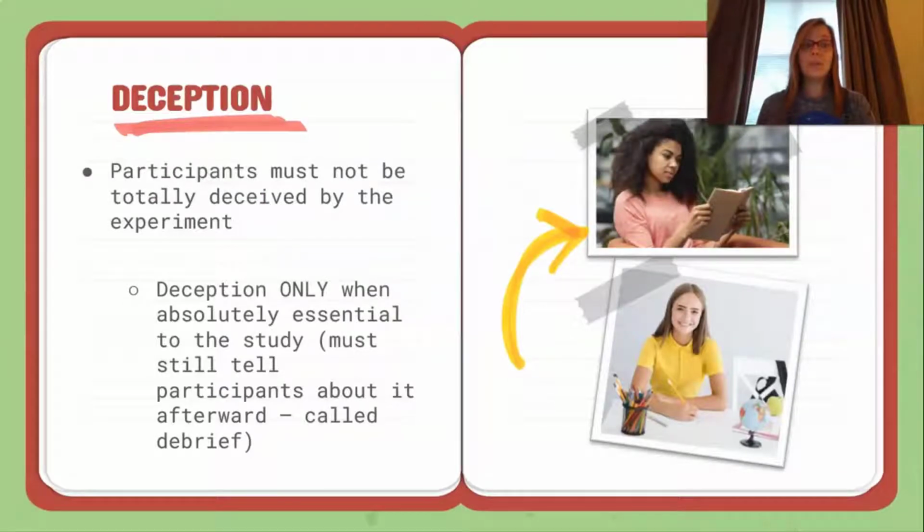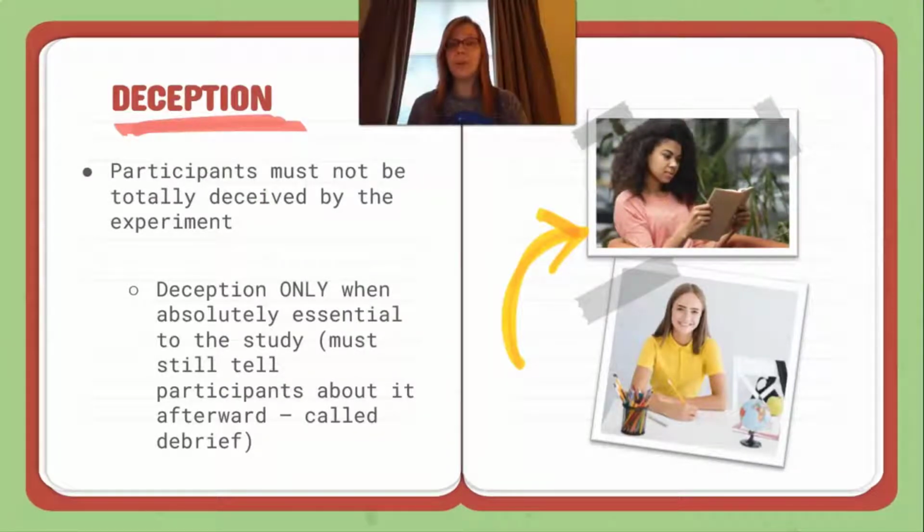No. So to be more specific, when we talk about deception, participants must not be totally deceived by the experiment. Does this mean we can never have deception in an experiment? No. Sometimes it's necessary. We don't want our participants to know outright everything that we're looking for, or that could bias our results. But we do need to make essential information available to them before they volunteer. So deception is only acceptable when it's absolutely essential to the study, and we still have to tell participants afterward about anything that we deceived them with during the experiment. And this occurs in something called a debrief.